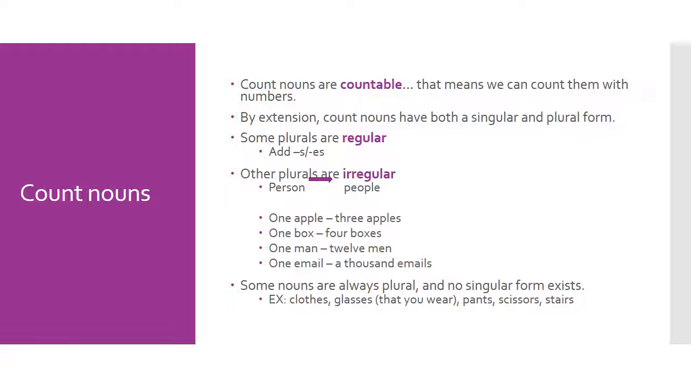Some nouns are always plural, and there is no singular form. So for example, clothes, glasses, like sunglasses or glasses you wear to improve your vision, pants, jeans, scissors, stairs, all of these are only plural. There is no singular form. You can't just have a jean. When we use these nouns, we're going to use the plural form of the verb. So my jeans are rather than my jeans is.